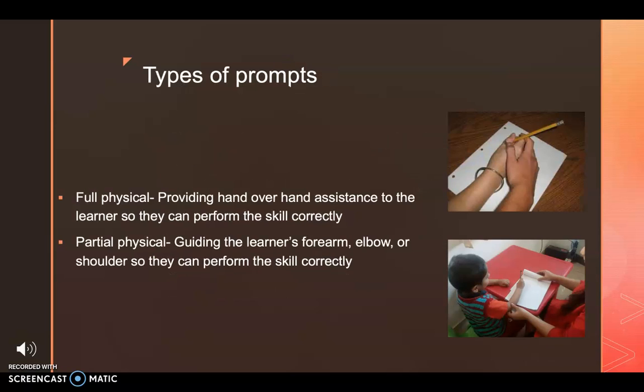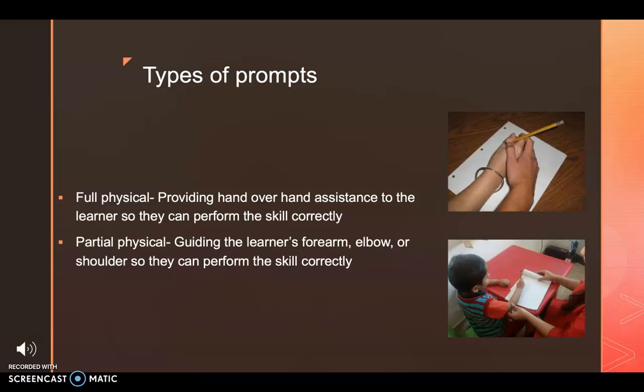So let's talk about these 6 types of prompts now. As I said in the objectives, I'm going to start with the most intrusive prompt, which is the full physical prompt. As I move on, they will progressively get less intrusive. So the first type of prompt is the full physical prompt. A full physical prompt is providing hand-over-hand assistance to the learner so they can perform the skill correctly.